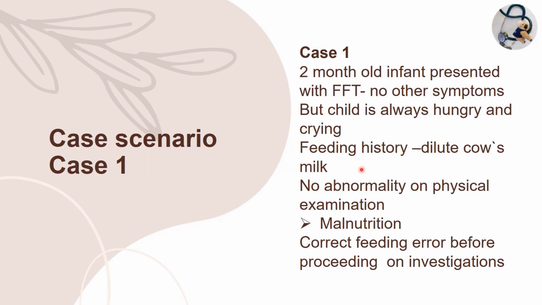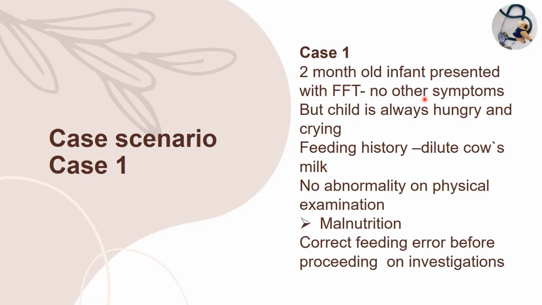Okay, now I'll just show you some case scenarios. Case 1: a 2-month-old child presents to you with failing to thrive, and there are no other symptoms besides this. That is, height and weight are affected but there are no other clinical systemic symptoms.